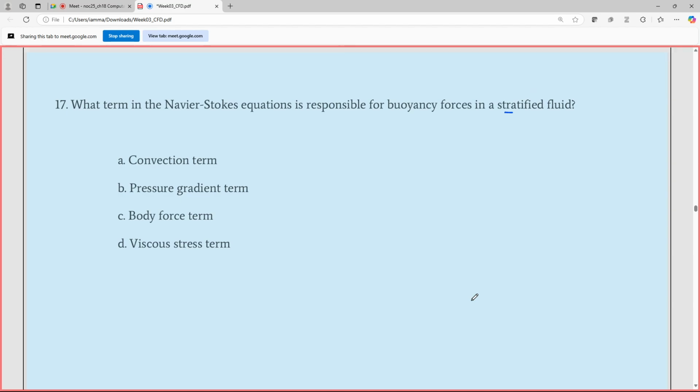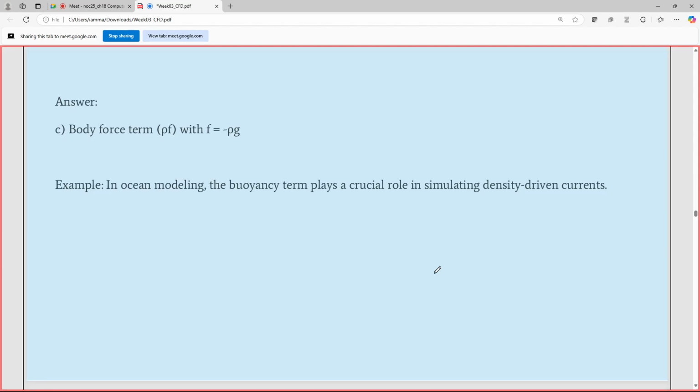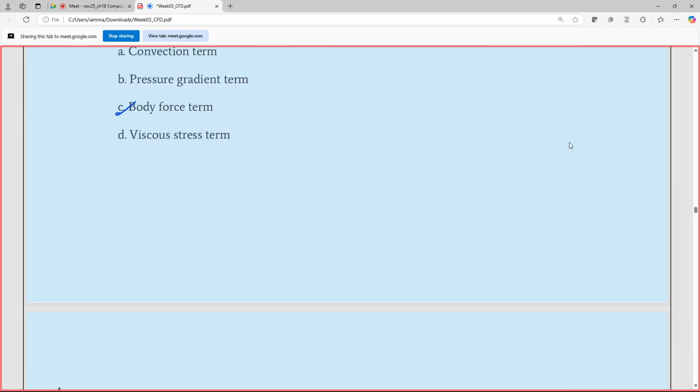Yes, option C, body force term. The buoyancy force effects are included in the body force term. So the body force term is given by rho g. And what is a stratified fluid? The question was on body force in a stratified fluid. So what is a stratified fluid?